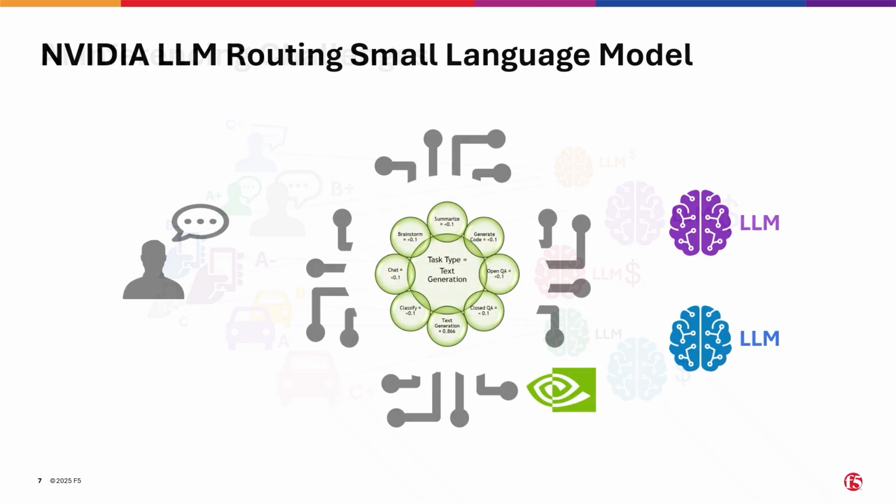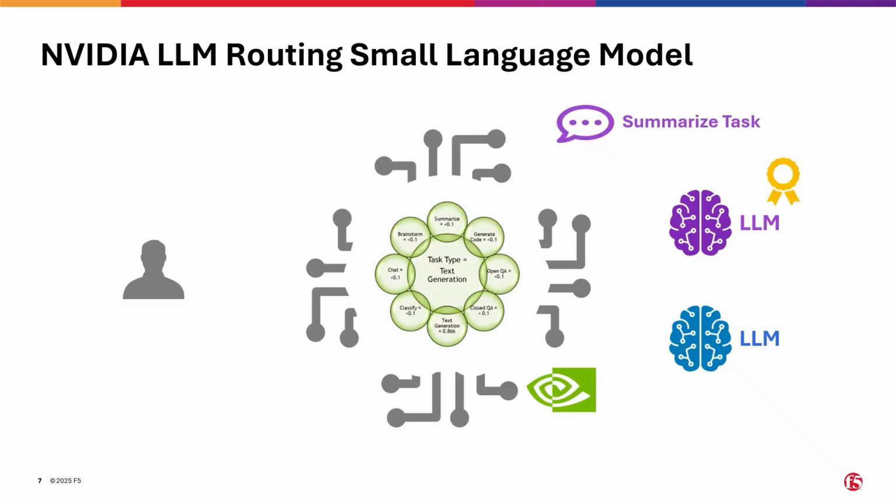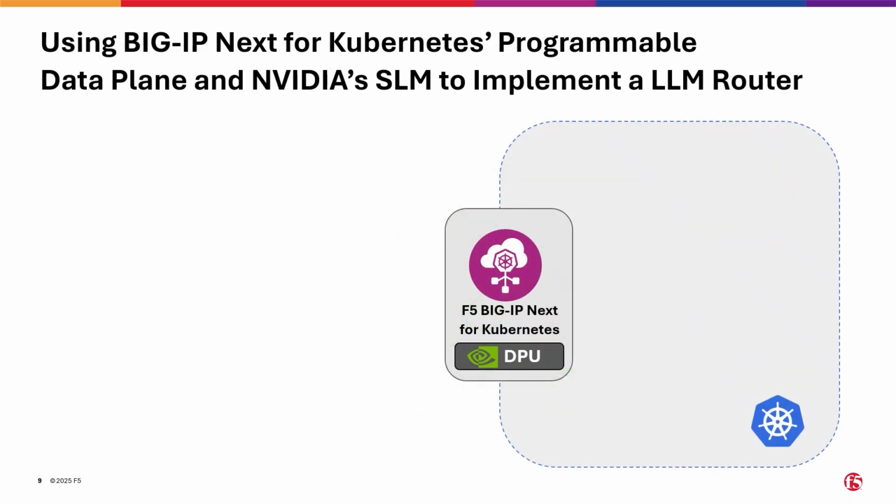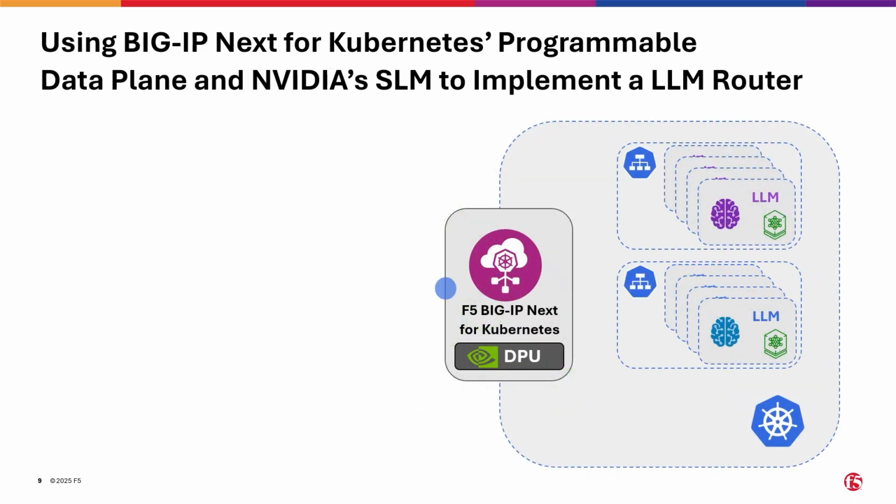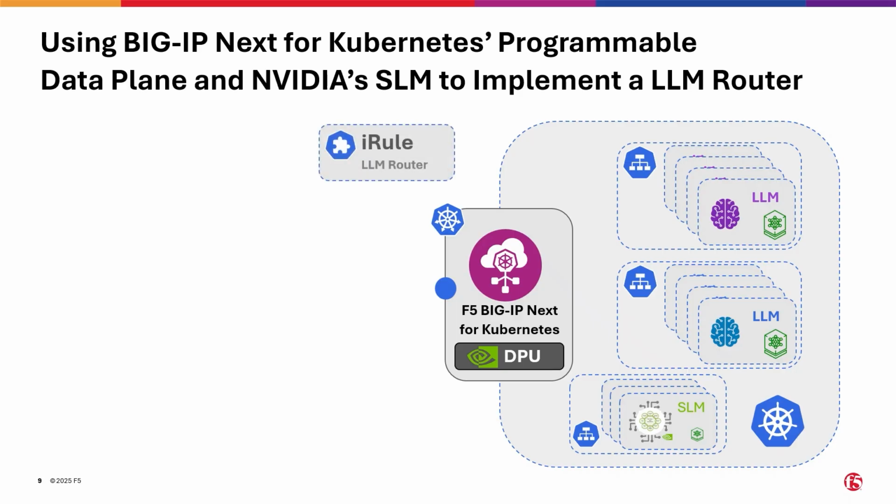NVIDIA has published an AI small language model that can take a user's inferencing request and categorize it. We can use this category in BIG-IP to route the user's request to the best LLM. When deploying inferencing services with BIG-IP Next for Kubernetes, you get a little something extra. Because BIG-IP's data plane is programmable, we can deploy NVIDIA's prompt classifying NIM and then attach iRule business logic to actually implement the LLM router.